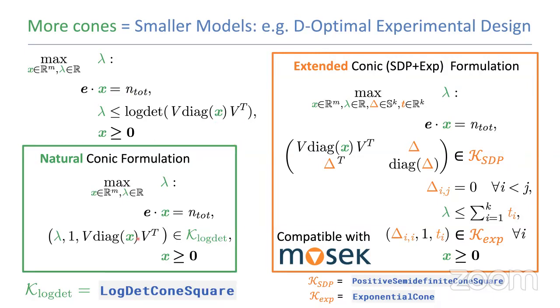If you want to write it in conic form, you basically just need to use the log det cone square from MOI, and you get a formulation that looks almost exactly like the one you wrote at the beginning. Now, this requires actually using the log det cone square, which is not available directly in MOSEK.